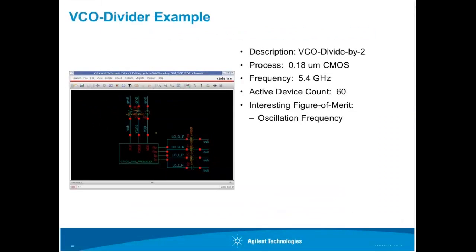We have a VCO-Divider example. It's a VCO divide by 2. It's operating at 5.4 gigahertz, and there's about 60 active devices in this circuit. We're just going to look at oscillation frequency versus mismatch.